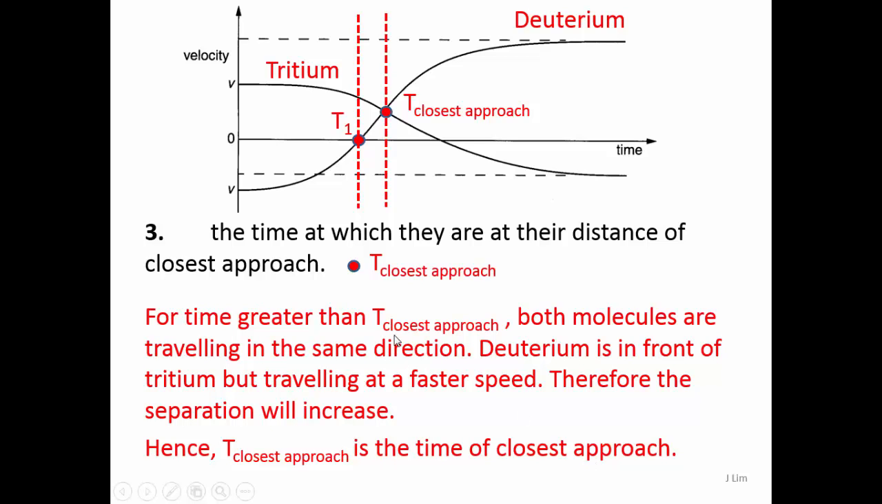For time greater than t closest approach, both nuclei are traveling in the same direction. The deuterium is in front of the tritium, but now is traveling at a faster speed. Therefore, the separation will increase. Hence, the closest approach, when both of them are traveling at the same speed, is the time of closest approach.